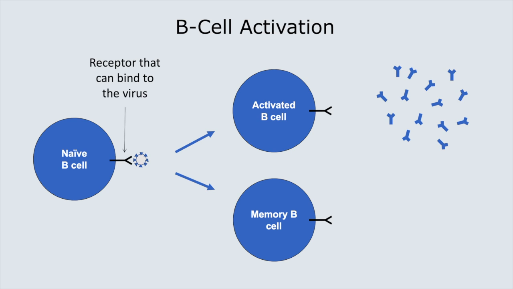The memory B cells, what they're going to do instead is they're going to physically travel to your lymph nodes, which you have spread throughout your body. And once they're in the lymph nodes, they will hang out, right? So what they're really waiting for is a second infection by the same virus, right?